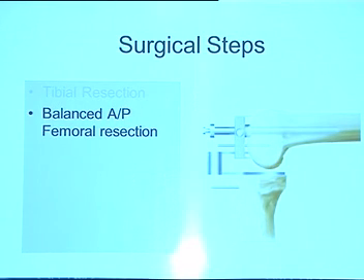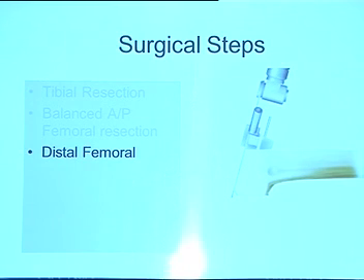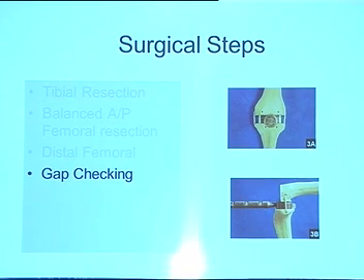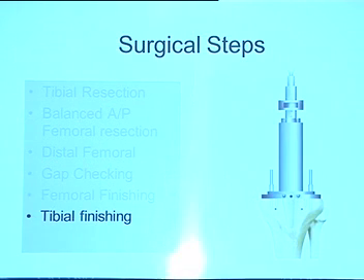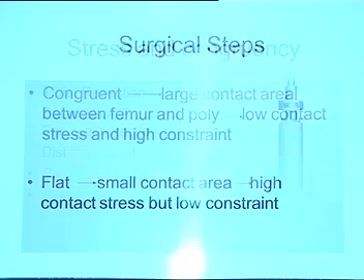After that you have your balanced AP and femoral resection, you have a distal femoral cut, and you have your gap check. On gap check you have to be sure that you're using the correct width of the gap, because you tend to stretch out the collaterals if you try to put a bigger lollipop there, and that will give rise to a wrong gap check. Finally your femoral finishing guide. Then we have your tibial finishing guides to finish off.